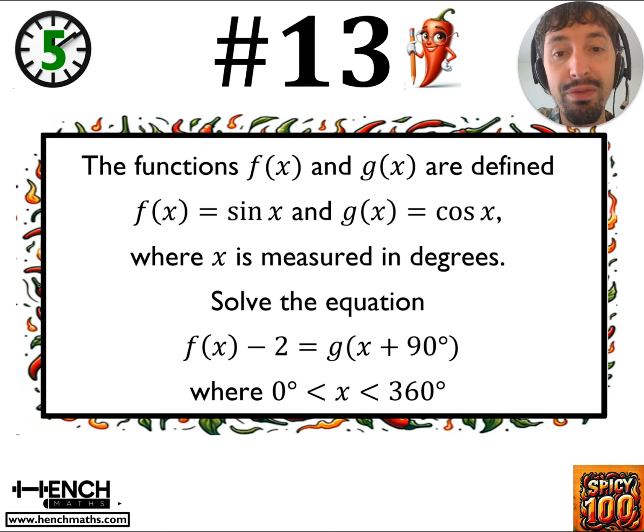The functions f(x) and g(x) are defined such that f(x) = sin x and g(x) = cos x, where x is measured in degrees. Solve the equation f(x) - 2 = g(x + 90) in the range x from 0 degrees to 360 degrees. When you're ready to make a start, you've set your timer, pause the question, and best of luck with number 13.